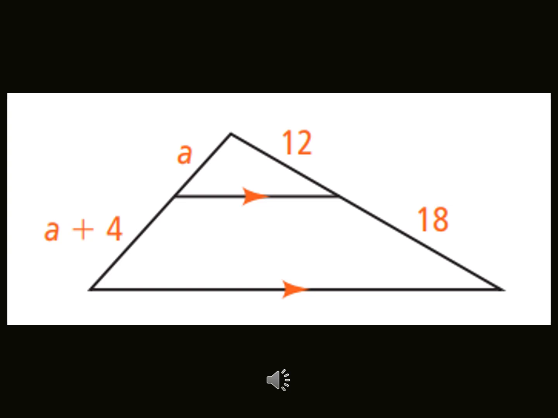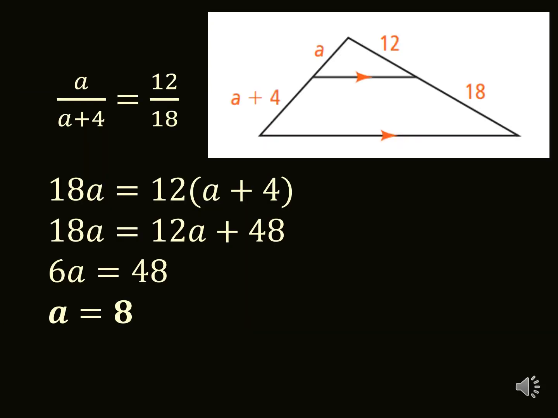You might want to take just a second, pause the video, and see if you can come up with the answer to this one. And again, all I do to solve this is I set up a proportion with what's on the left side of the triangle and what's on the right side of the triangle. A over a plus 4 equals 12 over 18. We cross multiply, we distribute, get all the a's on one side, divide, and finally our answer is a equals 8.